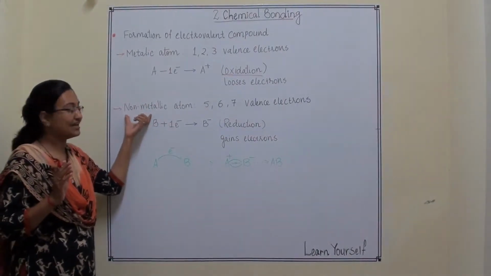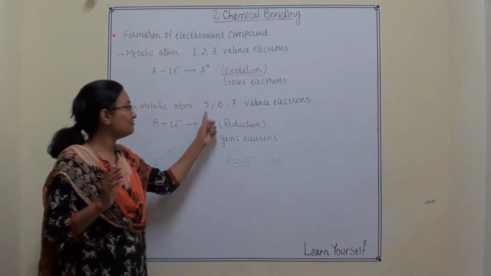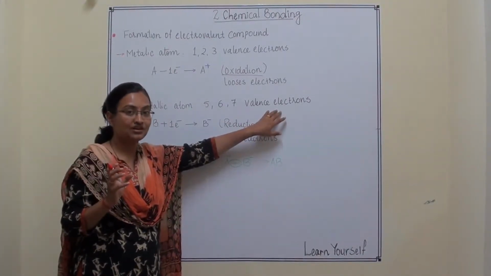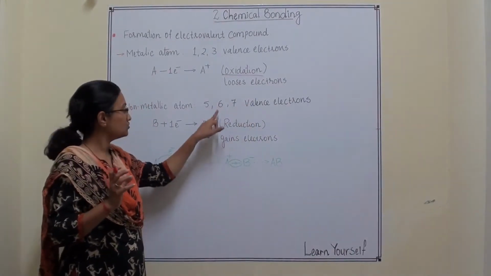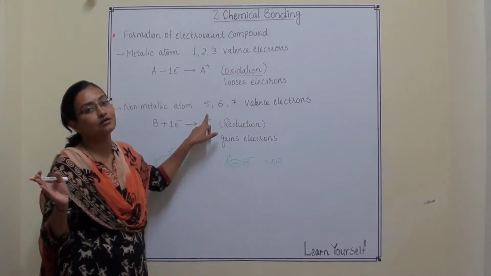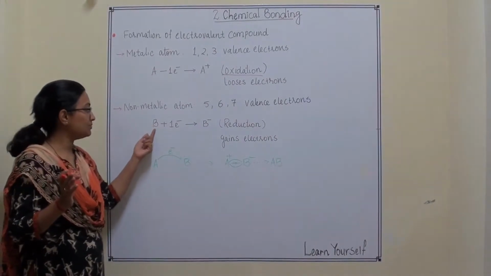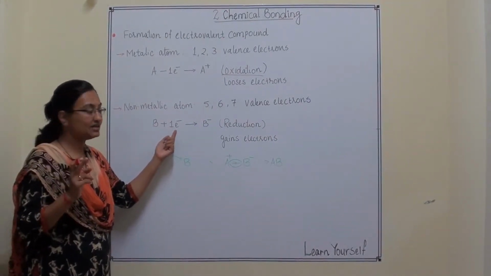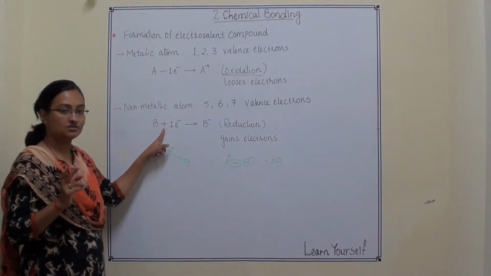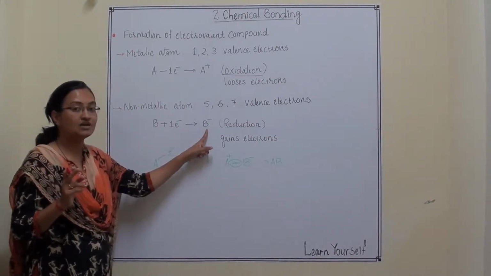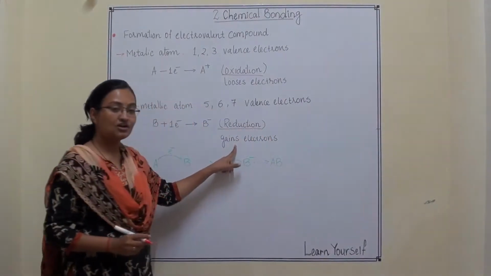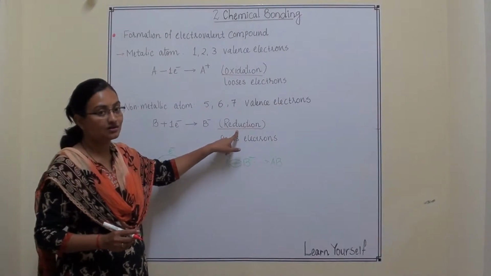Now what will happen in the case of a non-metallic atom? They have 5, 6 or 7 valence electrons. To acquire a stable electronic configuration, they will gain 1, 2 or 3 electrons in their valence shell and complete their octet. Here is an example of gaining 1 electron. B is a non-metallic atom. It will gain 1 electron, that's why we have written plus here, and will become B minus. This is a reduction because it is a gaining of electrons.